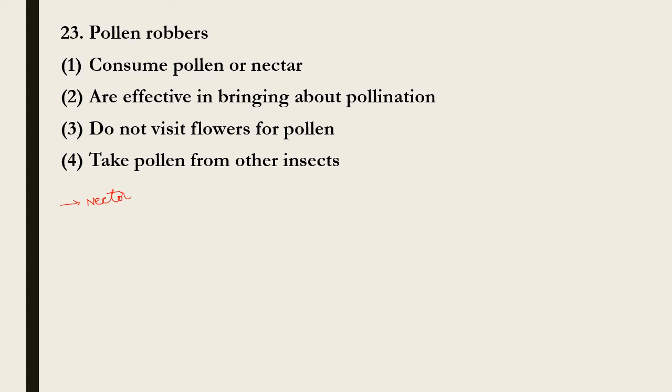That is the exact function of insects in pollination. But in these pollen robbers, the insects collect the nectar, consume the nectar as well as consume pollen also. They are not involved in the transfer of pollen grains to other plants. Such insects we call pollen robbers. So the correct answer is option 1. Pollen robbers consume pollen grains as well as nectar.